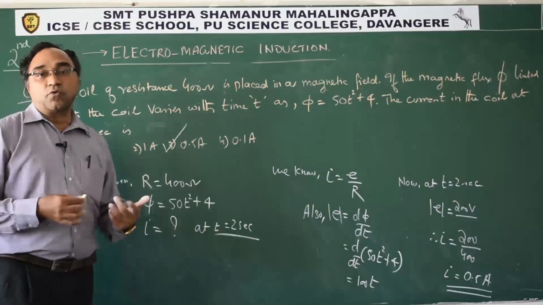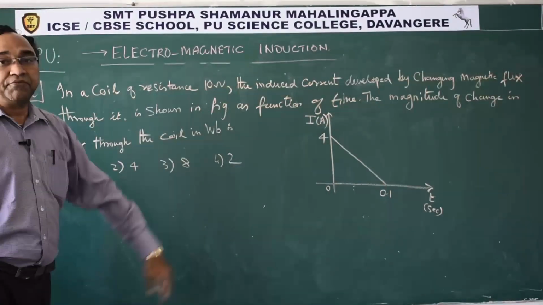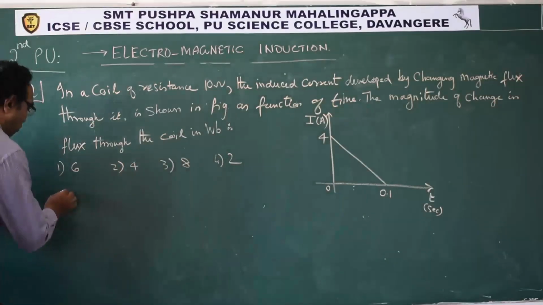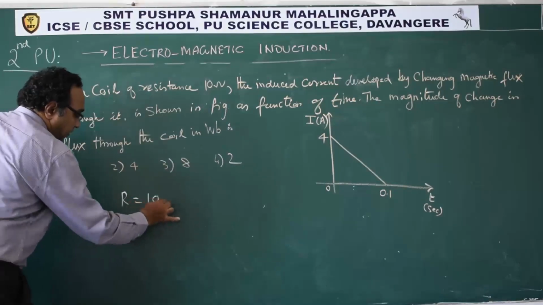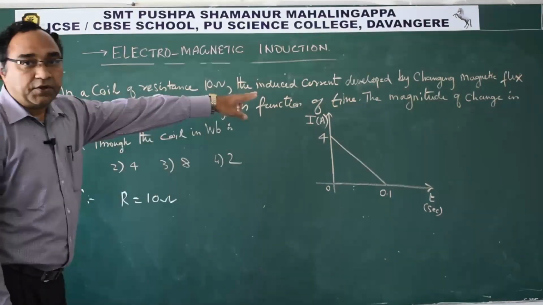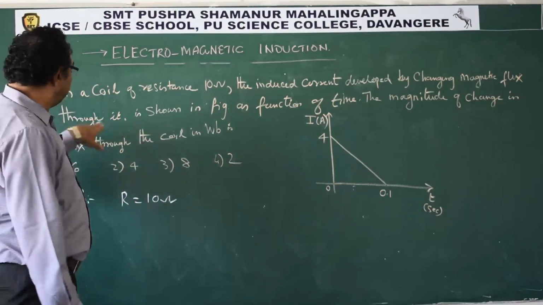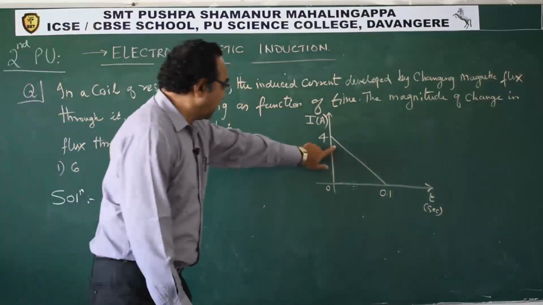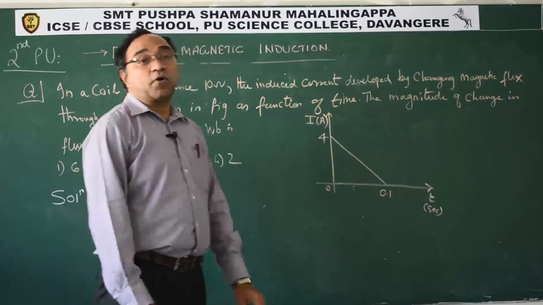Now let us take one more question. Well student, one more question. It is a graphical type. In a coil of resistance 10 ohm, so resistance is given as 10 ohm, the induced current developed by changing the magnetic flux through it is shown in the figure as a function of time. See the graph, on y-axis current is plotted, on x-axis time is plotted in seconds.